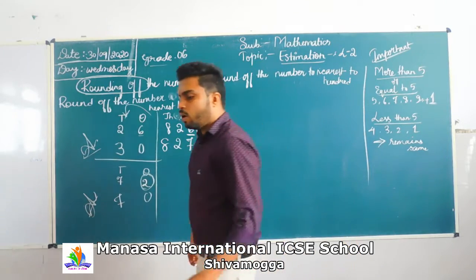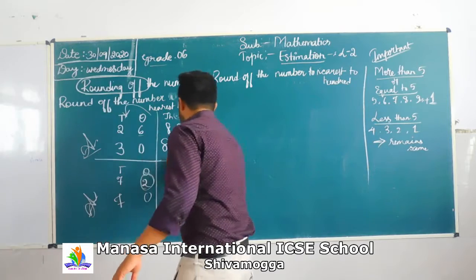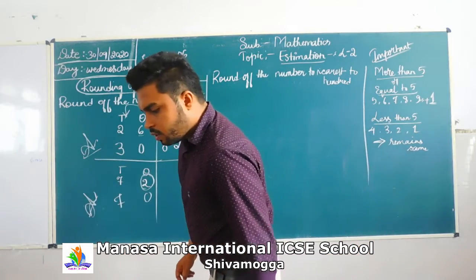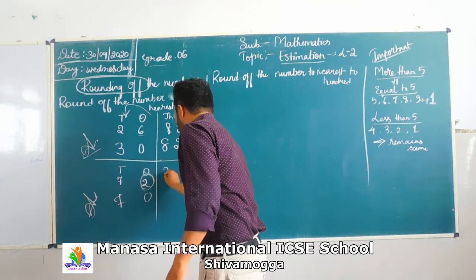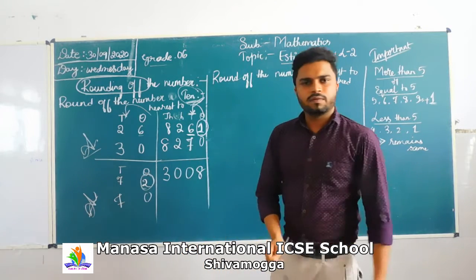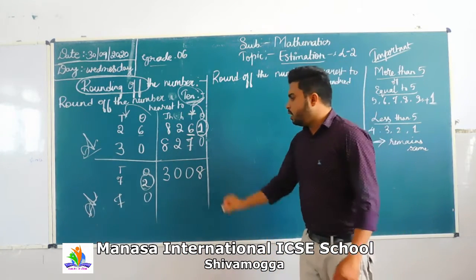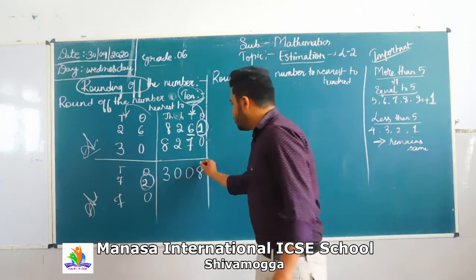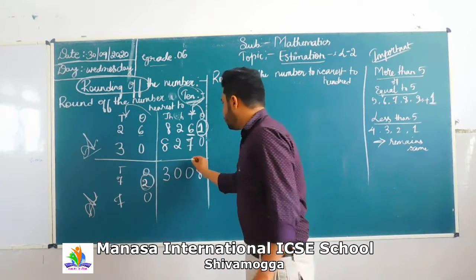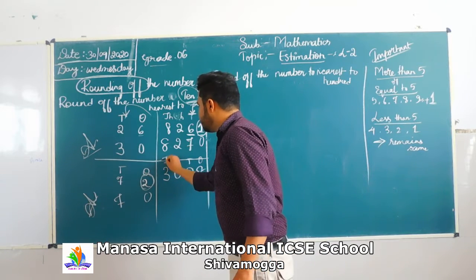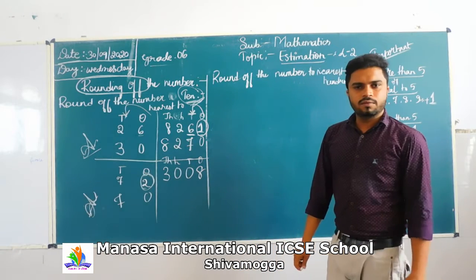Okay, one more problem I will solve here. See, look at the problem. 3008. Done. This is in the ones place. This is in the tens place. This is 100. This is 1000.